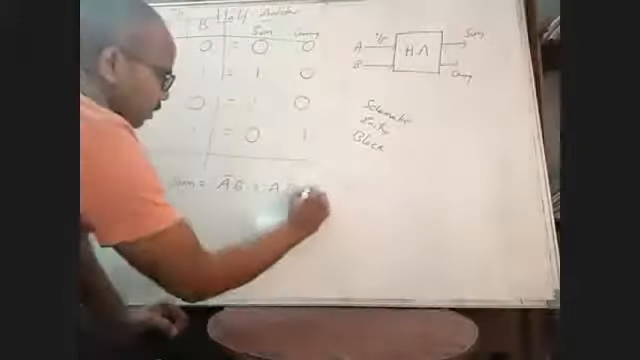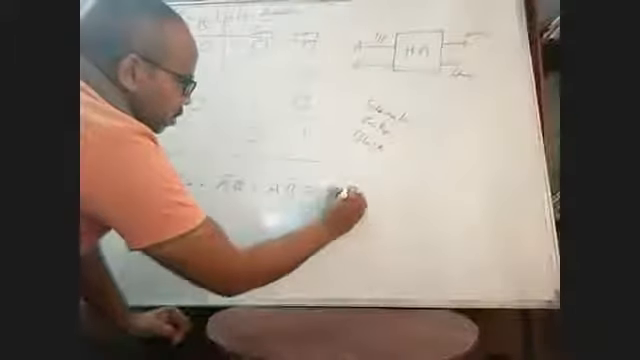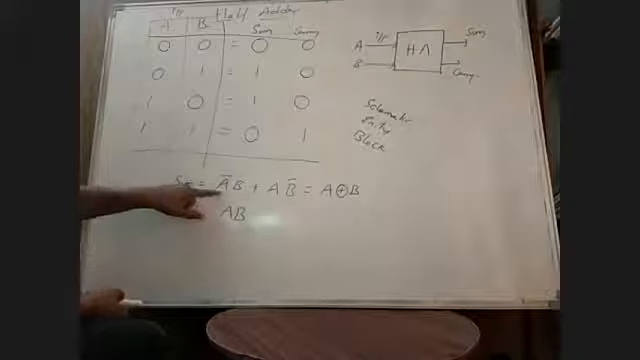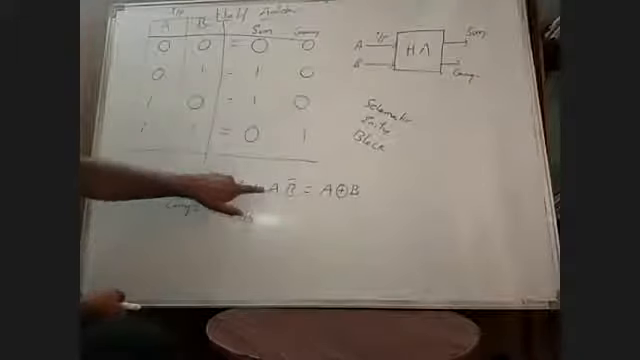Similarly, as we know, A bar B plus A B bar can be written as A exclusive OR B. And similarly, if you observe the carry output expression, the carry output is 1 only for the condition A equals 1, B equals 1, therefore I can write A into B. This is my sum output in terms of A bar B plus A B bar, and carry equals A B.